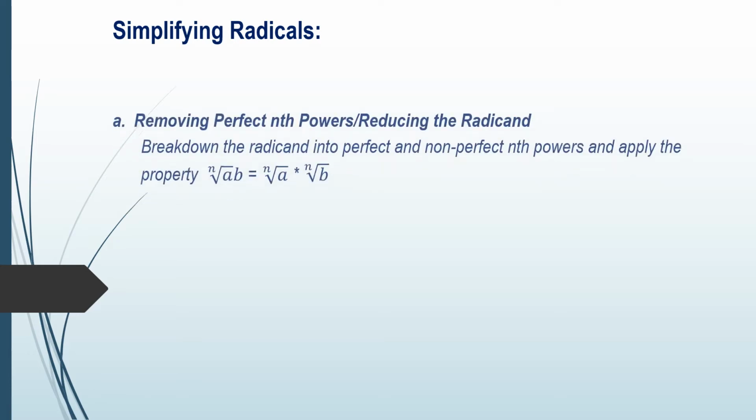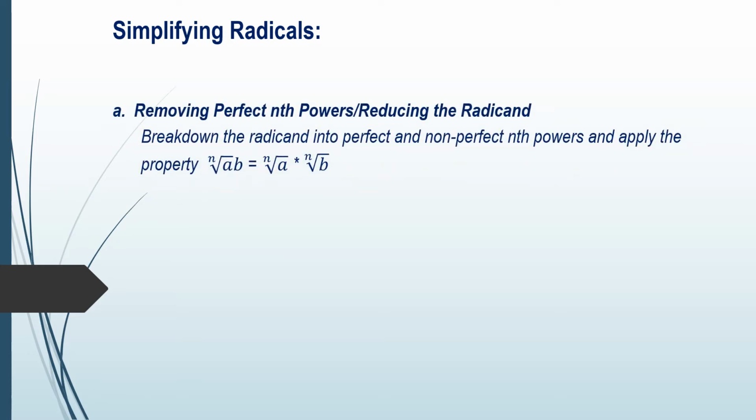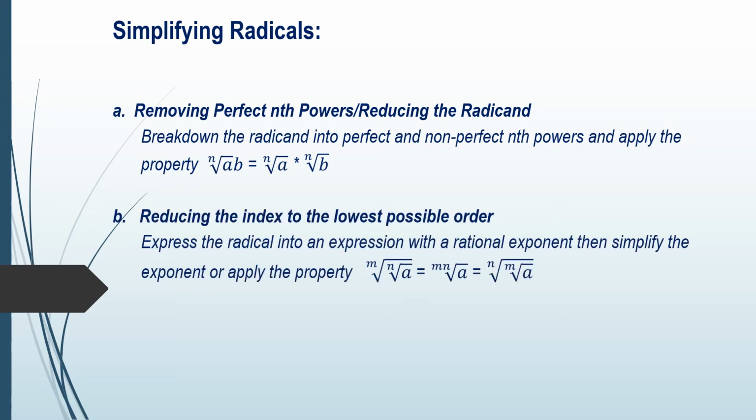Simplifying radicals. There are three ways of simplifying radicals. First is by removing perfect nth powers or reducing the radicand. In here, we break down the radicand into perfect and non-perfect nth powers and apply the property: the nth root of AB is equal to the nth root of A times the nth root of B.